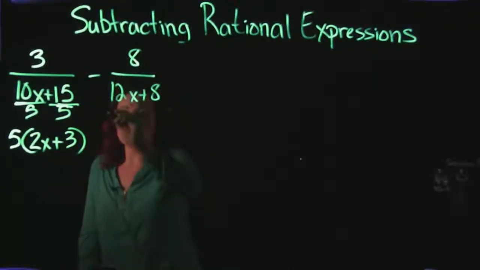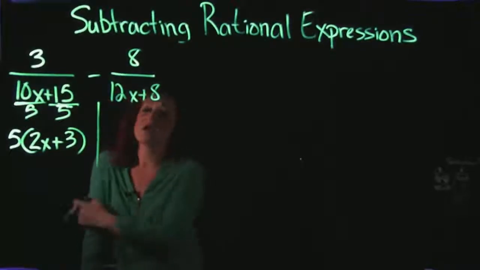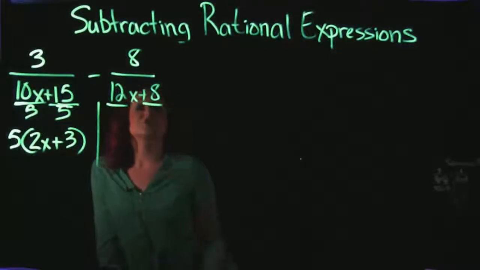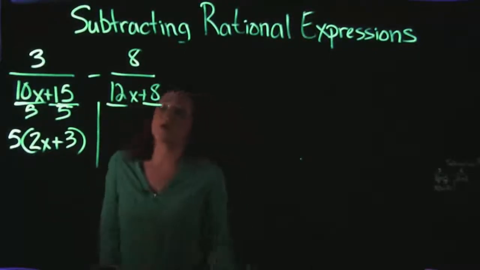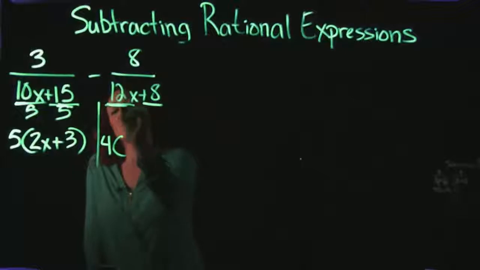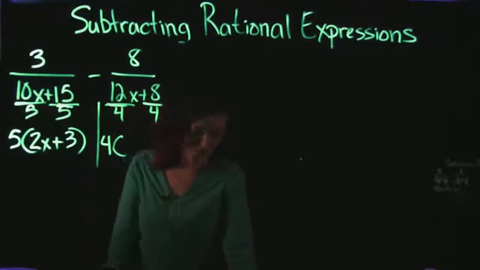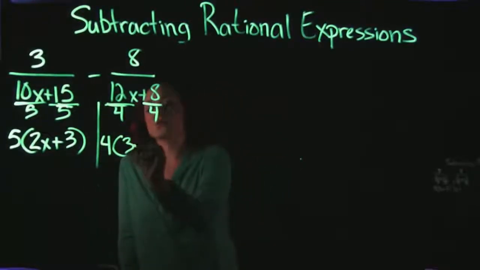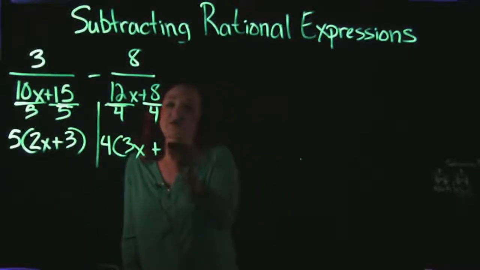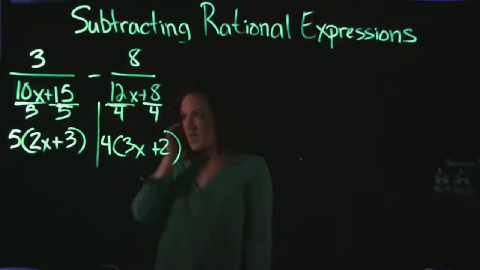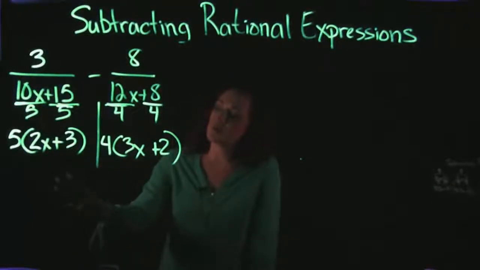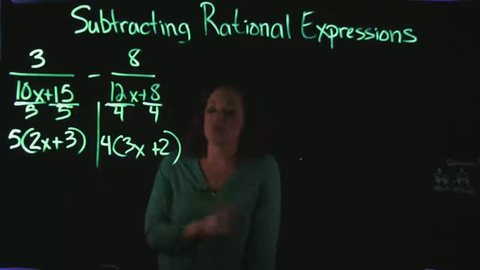Now do the same thing for your second denominator. Taking a look at 12 and 8, looking for a greatest common factor, 12 and 8 have a 4 in common. So we're going to factor out that 4, and divide it out to see what we are left with. 12 divided by 4 gives us 3x, plus 8 divided by 4 is 2. So looking at this problem, our factored denominators are 5 times 2x plus 3, and 4 times 3x plus 2.